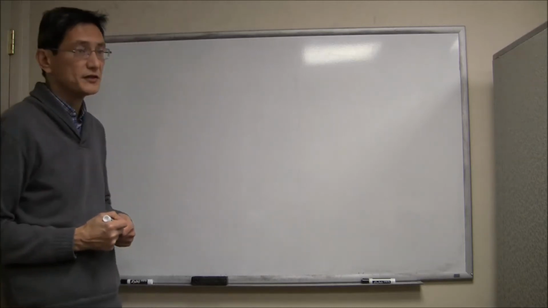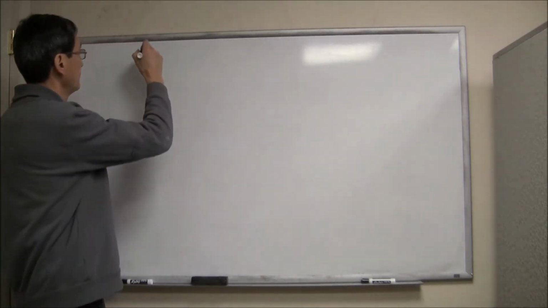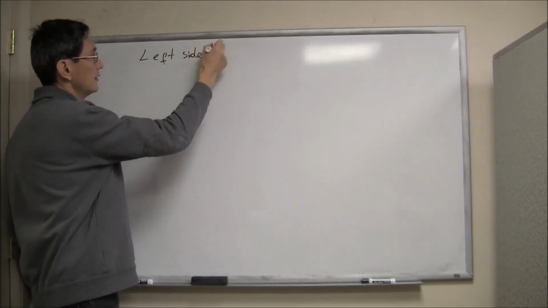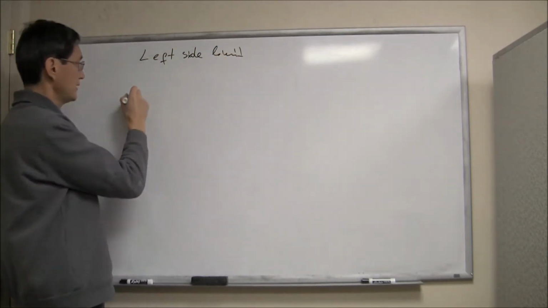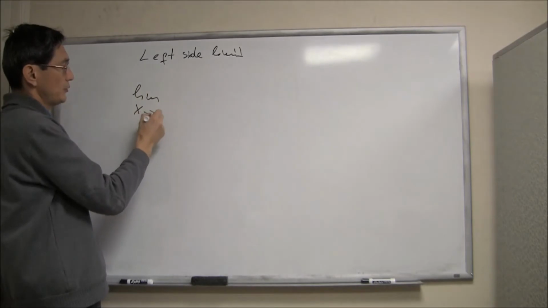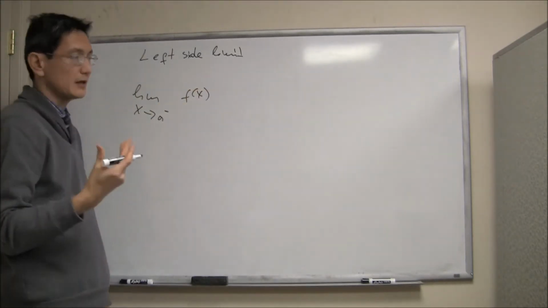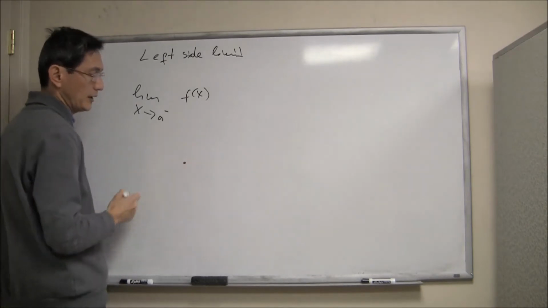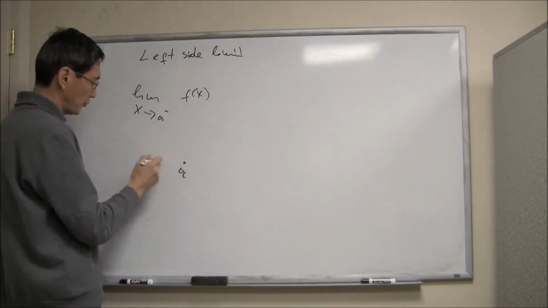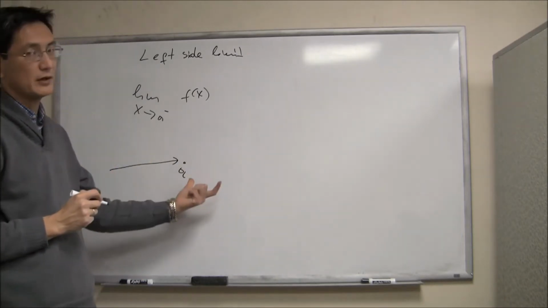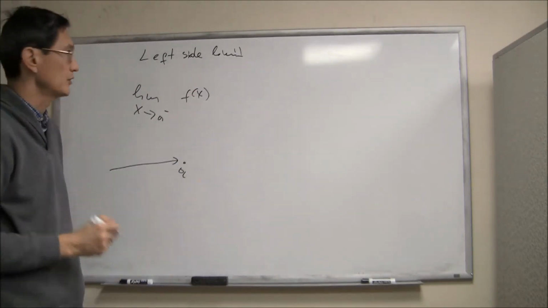Left-sided limit. So we start with the left-sided limit. We say limit as x approaching a from left of the function f of x, meaning that we have the point x equals a, and we are approaching a, but only from the left side. So x approaching a from the left side, and we see what is happening to the function.